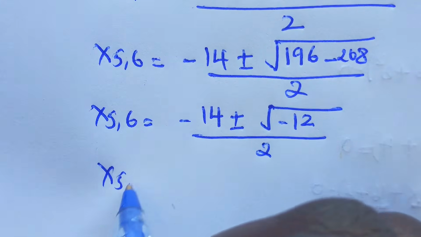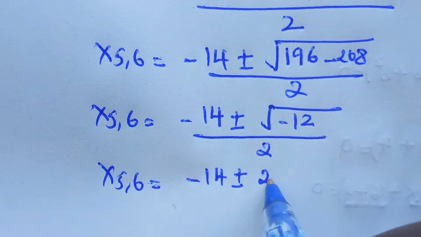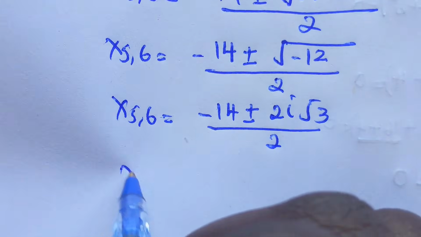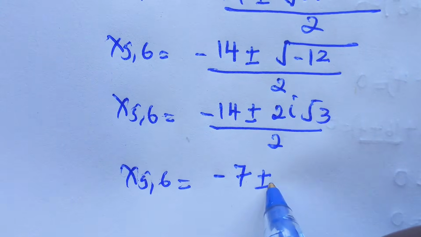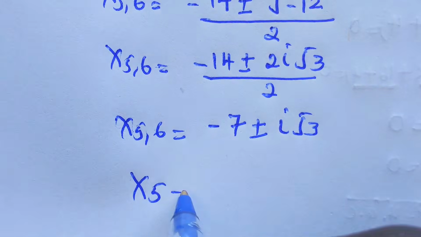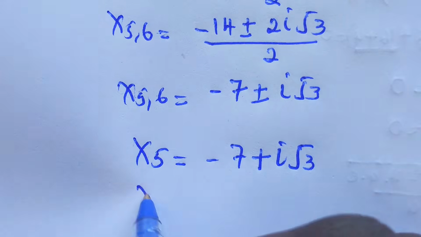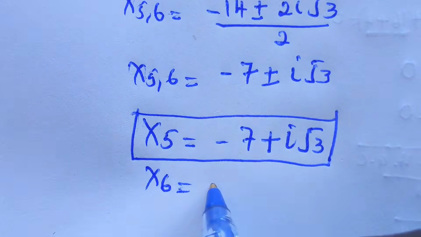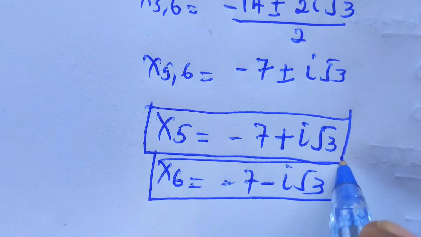So x5 and x6 are negative 14 plus or minus 2i square root of 3, over 2, which is negative 7 plus or minus i square root of 3. So x5 is negative 7 plus i square root of 3, and x6 is negative 7 minus i square root of 3, as our solution.